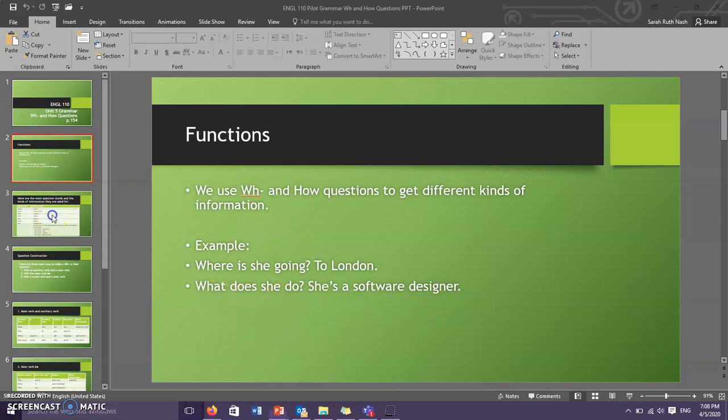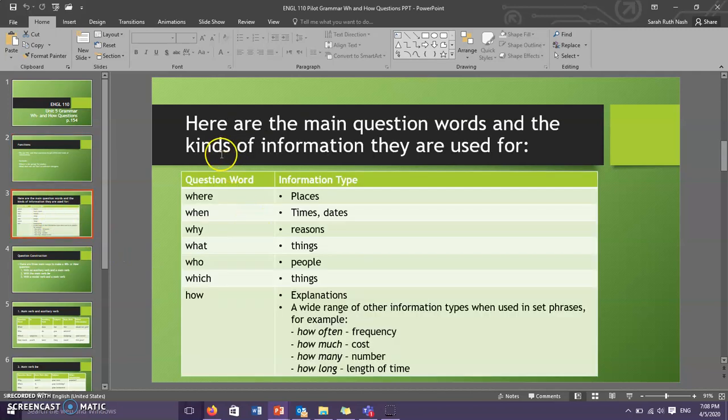Okay, let's look here. So here are the main question words and the kinds of information they are used for. You probably already know a lot of these, right? Where, this is for places, location. When, this is for times, dates. Why, these are for reasons. You know, why? Because. What, this is for things. Who is for people. Which is also for things.